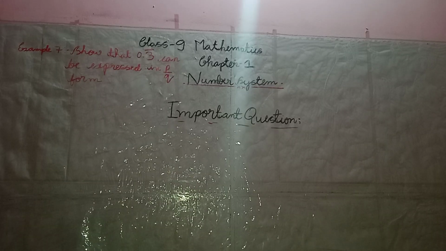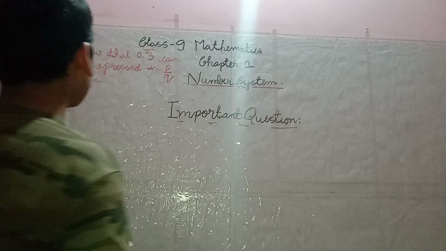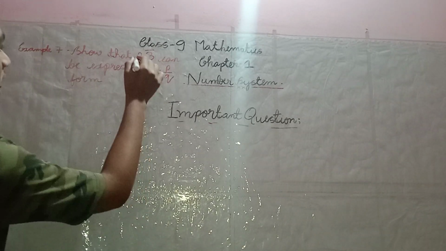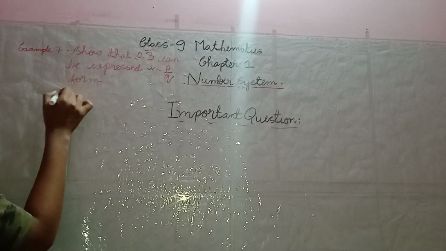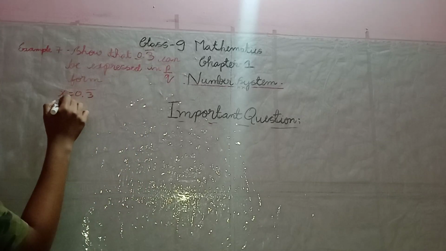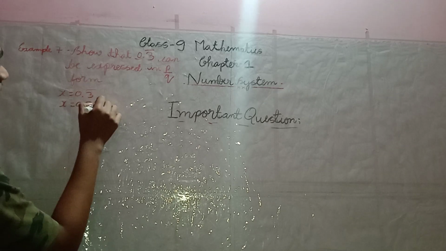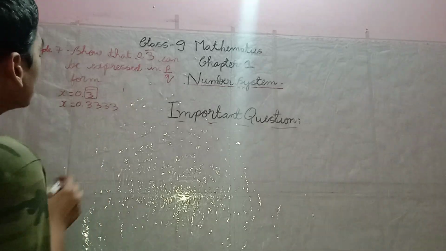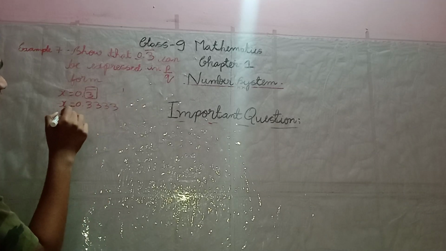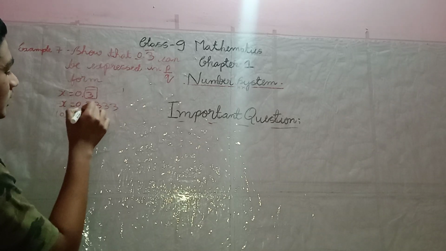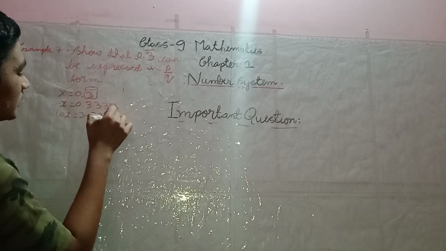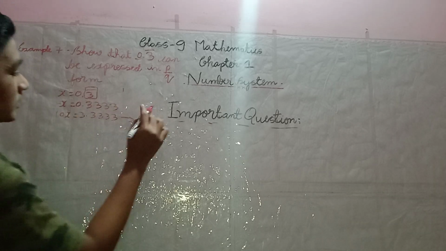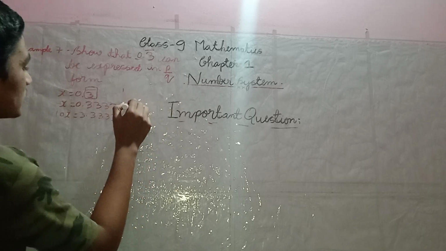The next important question is: show that 0.3 bar can be expressed in p by q form. Here also there are two methods. Let us solve with one of the methods. Take 0.3 bar as x, and this can be written as 0.3333. How many repeating digits are there? There is only one digit. So multiply by 10 on both sides, that is 10x is equal to 3.3333. Keep this as equation 2 and the first one as equation 1.